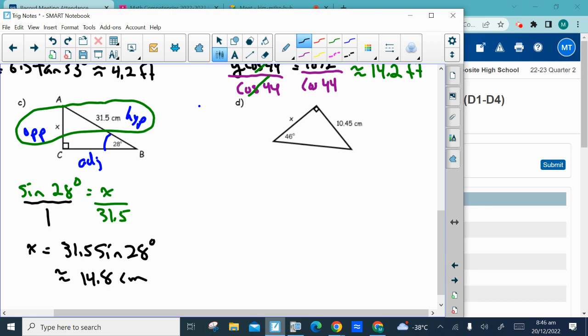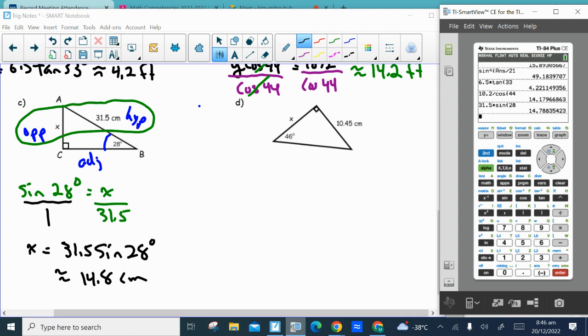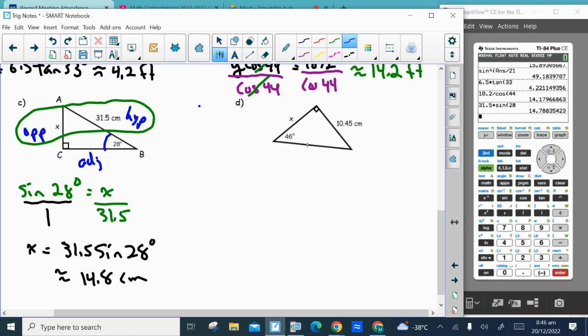All right, so we're on lesson 5, Jackie. Side across from the right angle is the hypotenuse. You're given the angle of 46 degrees. You're going to use that. The side across from that is the opposite. Third side is the adjacent.